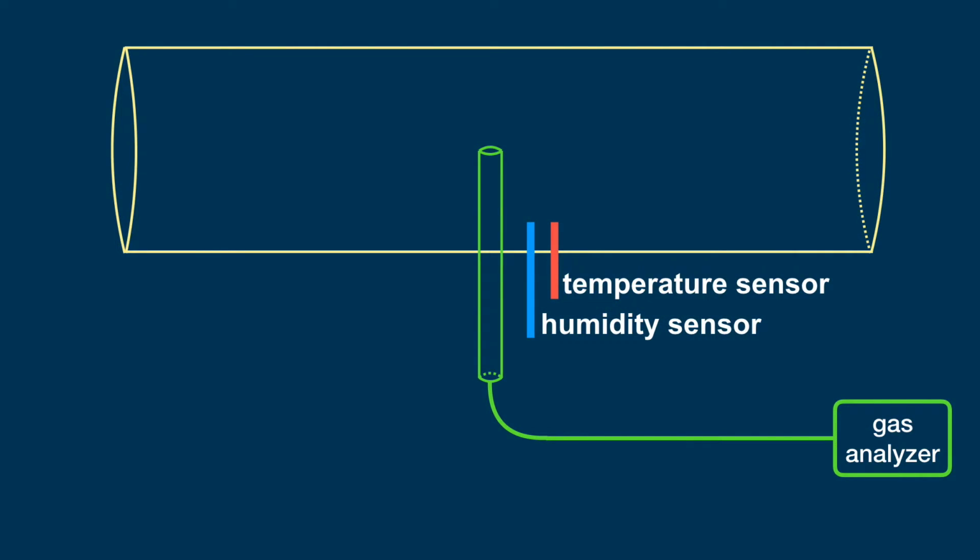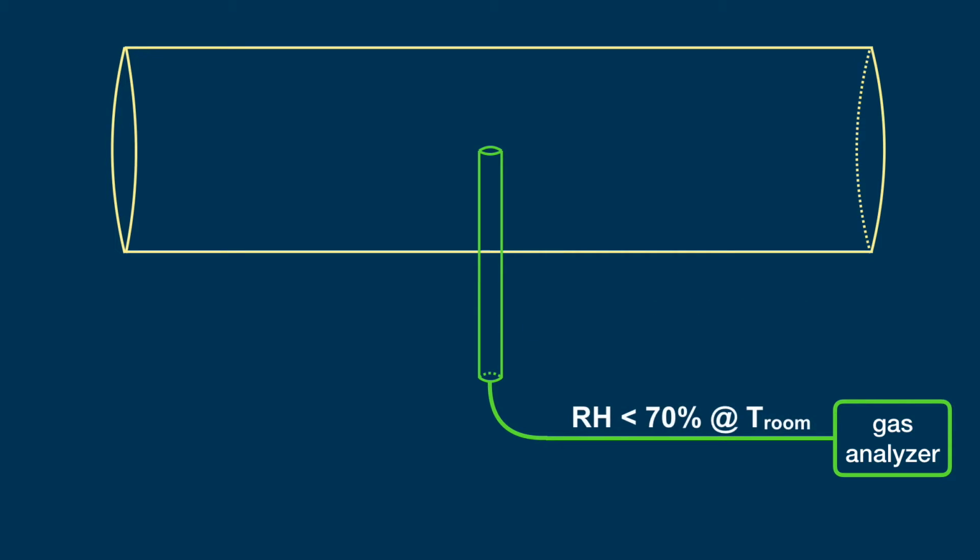The relative humidity of the gas sample can be estimated, assuming the sample is at room temperature, using the relative humidity and temperature in the duct. If the relative humidity of the sample at room temperature is higher than 70%, we recommend further drying the sample. There are several methods for drying the gas sample. The first and easiest method is diluting the humid exhaust in your duct.